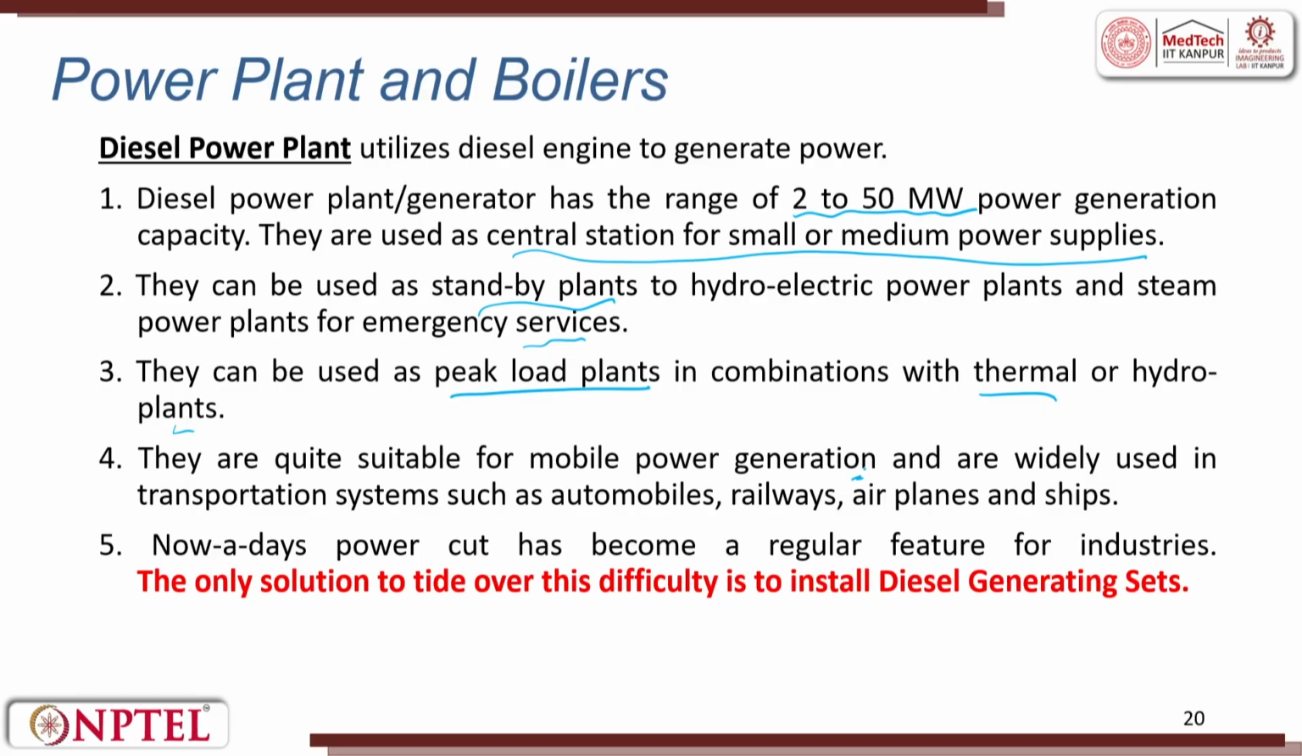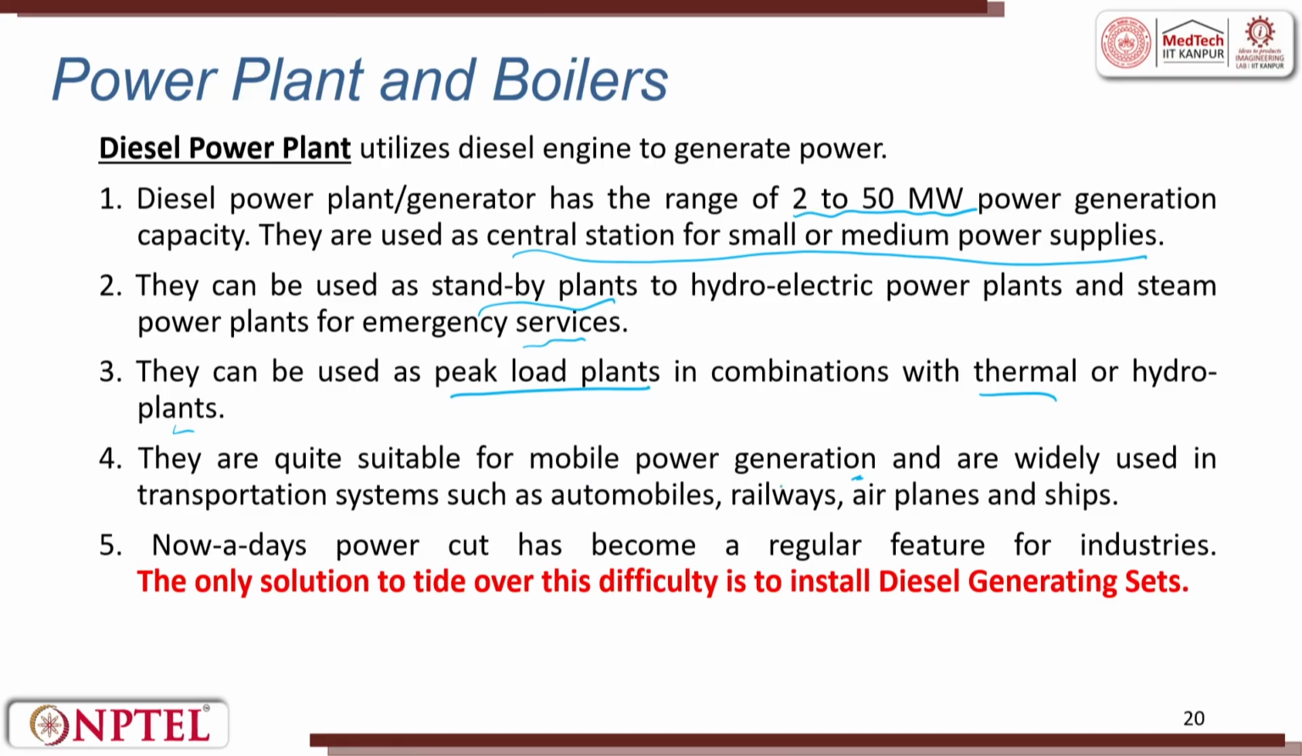For example, you can move from place to place. If you see the cinematography industry, they use a generator which is portable. Mobile power generation is widely used in transportation systems such as automobiles, railways, aeroplanes and ships. Mobile towers today are also attached to a mobile power generation unit. During Kumbh Mela, at several points they had mobile power generation and mobile towers, so that so many people could use it and access it.